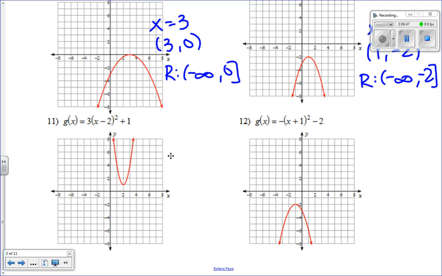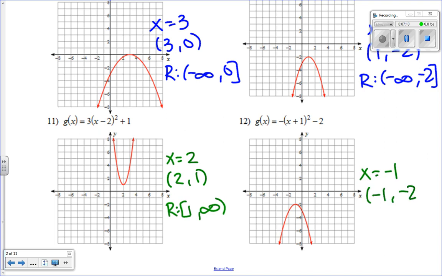Going to the last two, your axis of symmetry is at x equals 2. Your vertex is at 2, 1. Your range, since again that's the only thing that changed, goes from 1 all the way to infinity. For the last one, x equals negative 1 is your axis of symmetry. Your vertex is at negative 1, negative 2. And your range goes from negative infinity all the way up to negative 2 at your maximum.